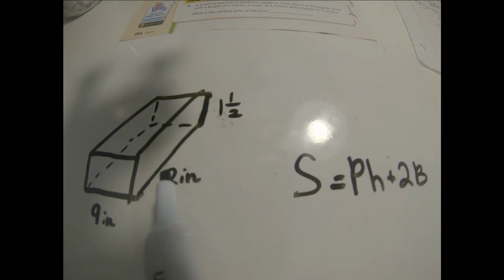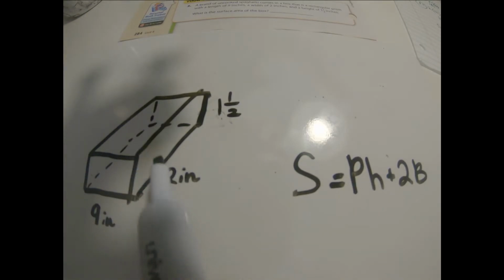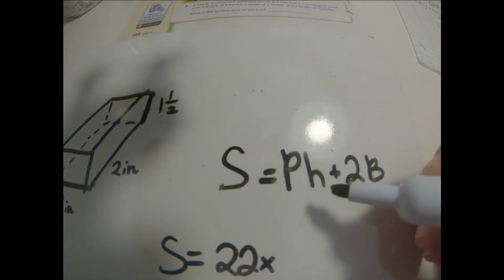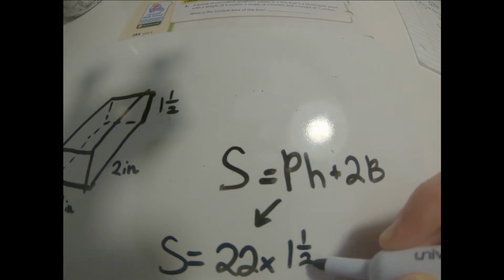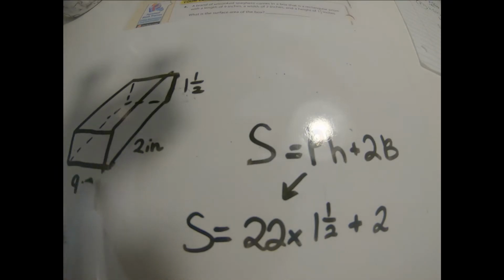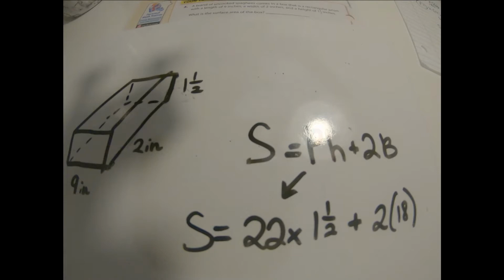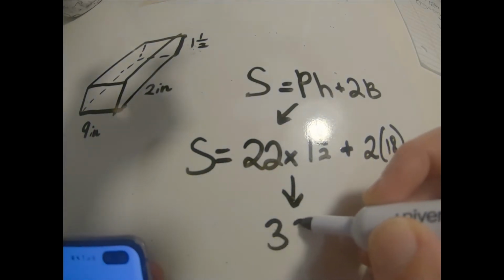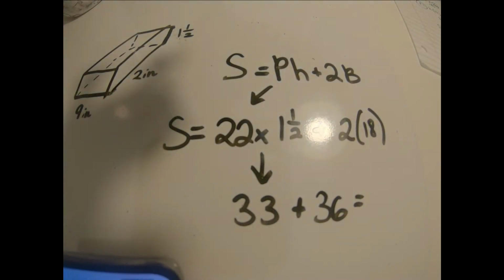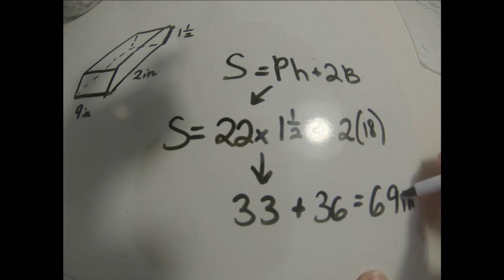For the perimeter of the base, we have 9 and 2. So we're going to do 9 plus 9, which is 18, plus 2, which is 20, plus 2, 22. So we have surface area equals 22 times, what is our height? 1.5, plus 2 times the area of one of our bases. Our base is this rectangle on the bottom here, so we would just do 9 times 2, which is 18. So 22 times 1.5, we would use our calculator, to get 33, plus 2 times 18, which is 36, is equal to 69. And what is our unit of measurement? Inches squared.